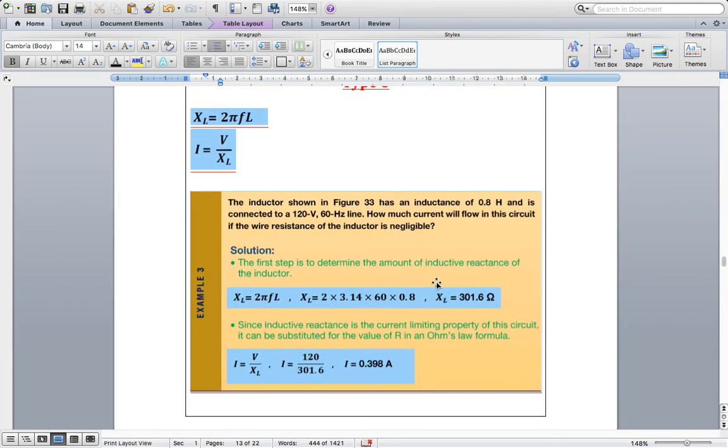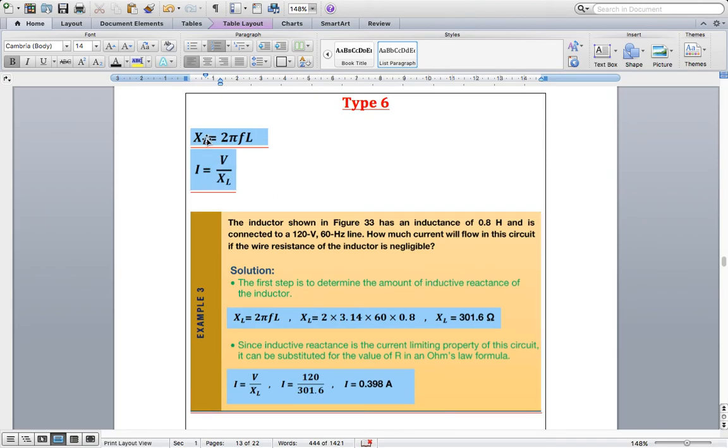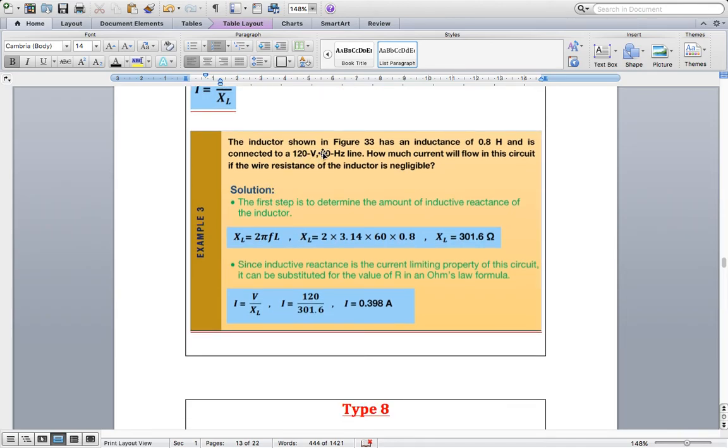Type 6 question, which is again similar to type 5, which has the same equation and the Ohm's law for inductance, I equal to V by XL. So let's see the question. The inductor shown in the figure has an inductance of 0.8 Henry. So I will put L as 0.8 Henry. It's connected to a 120 volt, which is V, 60 Hertz, which is F. Please round the values in the question paper, which will make it easier for you. How much current will flow through the circuit? So you have to find the current.